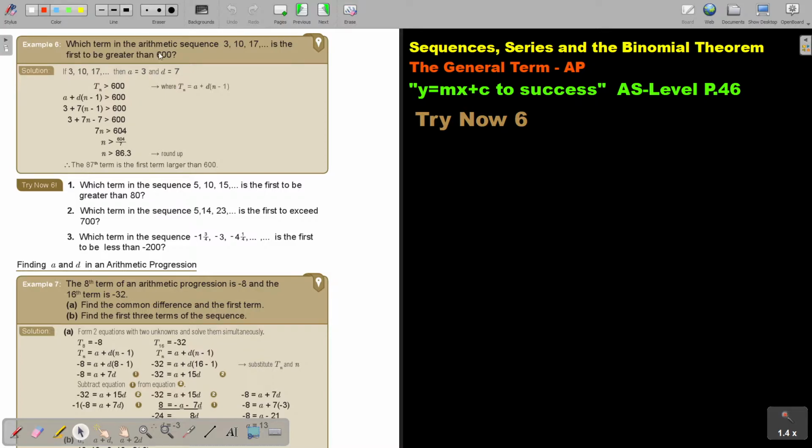Which term in the arithmetic sequence is the first to be greater than? Now, as soon as you see the word greater, then you think greater. Okay, not equal, greater than 600. So we do exactly the same, but instead of putting an equal, we put greater. Then we write the formula, we substitute.